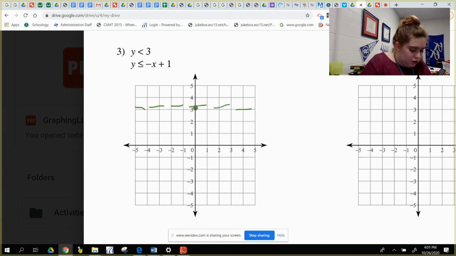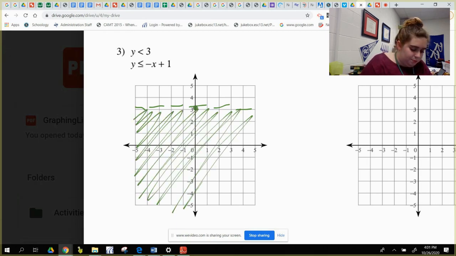And now let's look at where to shade. So it says y is less than 3. So we're going to shade where the y values are less than 3, which means below that line, okay? So that's how, when the sign is flipped, it's different: we're shading above or below. This one we're shading below compared to the last one, right? Now let's look at the next one.